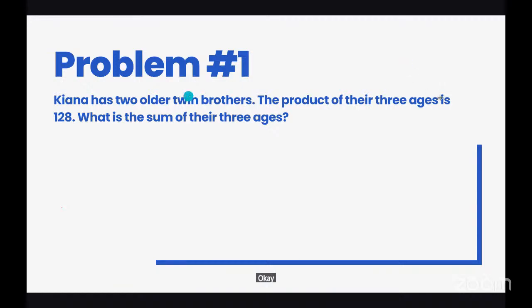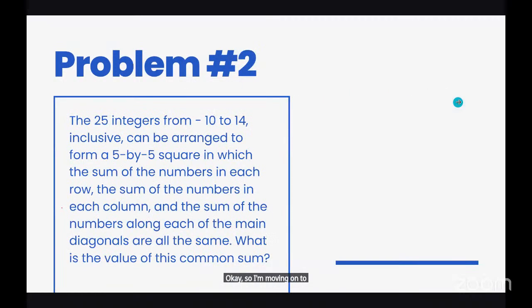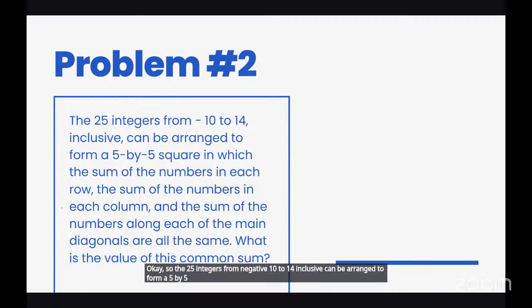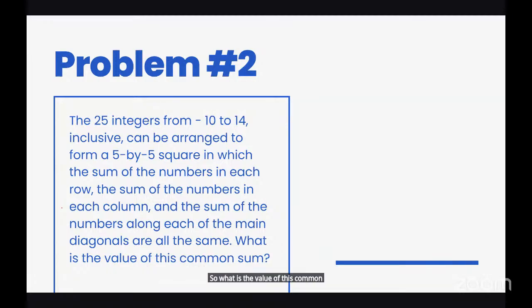Okay, so moving on to problem number 2. The 25 integers from -10 to 14 inclusive can be arranged to form a 5 by 5 square, in which the sum of the numbers in each row, each column, and the numbers along each of the main diagonals are all the same. So what is the value of this common sum? I'll give you about 2 minutes to try this out.